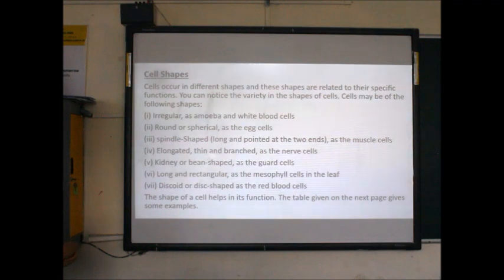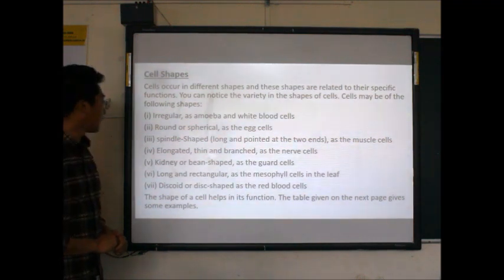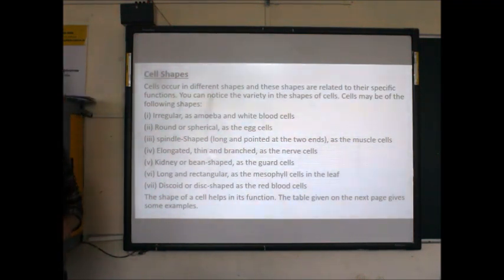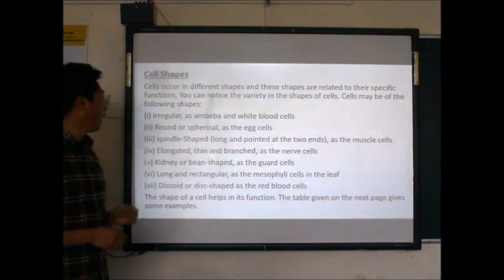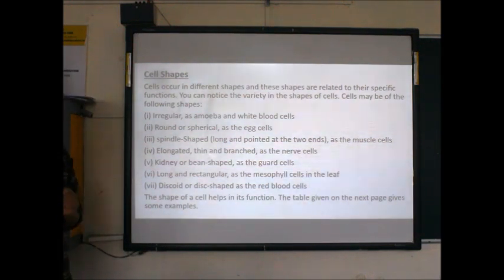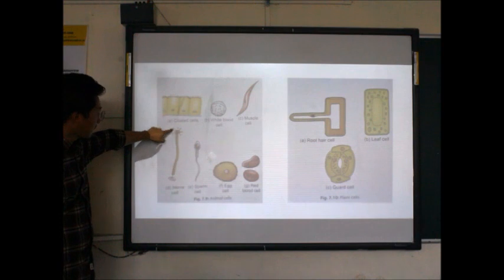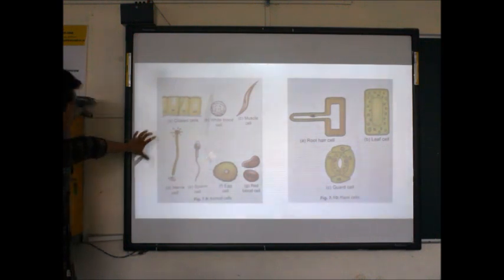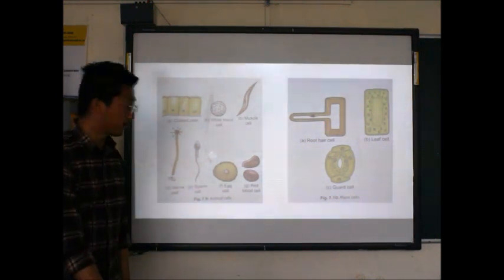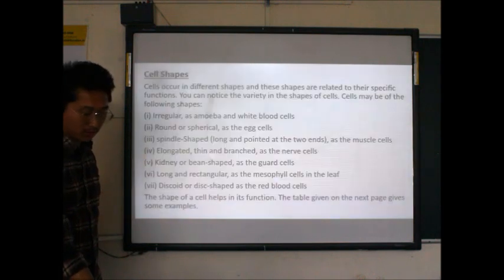The fourth one is elongated, thin and branched, as in the nerve cells. Nerve cells are elongated, thin and branched. You can see in the picture also, the nerve cells are elongated and branched at each end. This is the shape of the nerve cell.